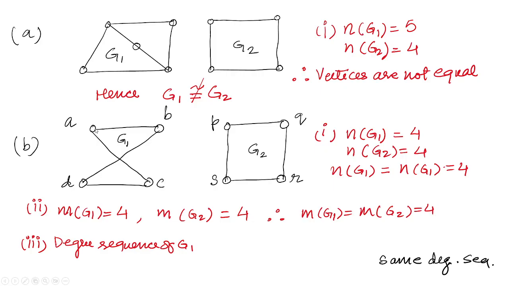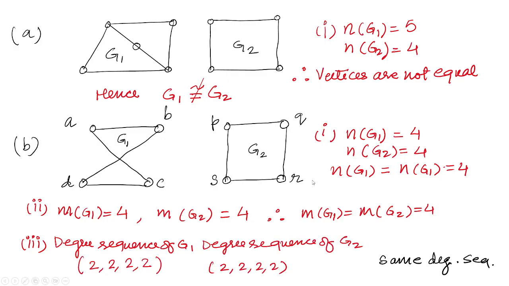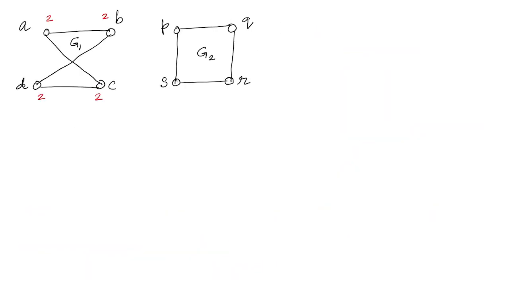What about degree sequence? If you count the degree, 2 2 2 2, here also 2 2 2 2. So all are the same. So degree sequence is also the same. Same degree sequence, same number of vertices, same number of edges. Now we can go ahead and check for the one-to-one mapping of vertices first. Let us start by writing the degrees, but it doesn't matter here because all the vertices have the same degree.